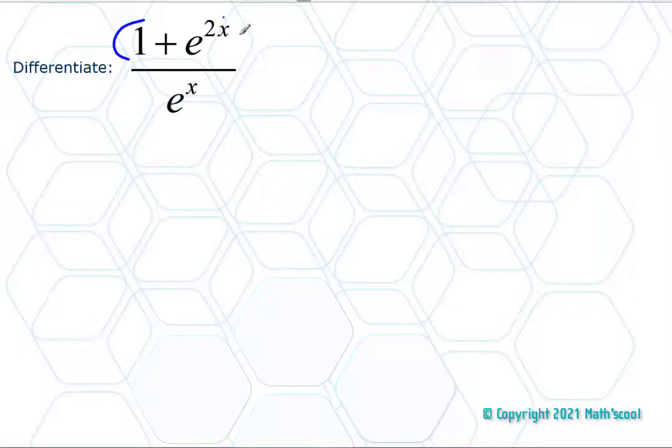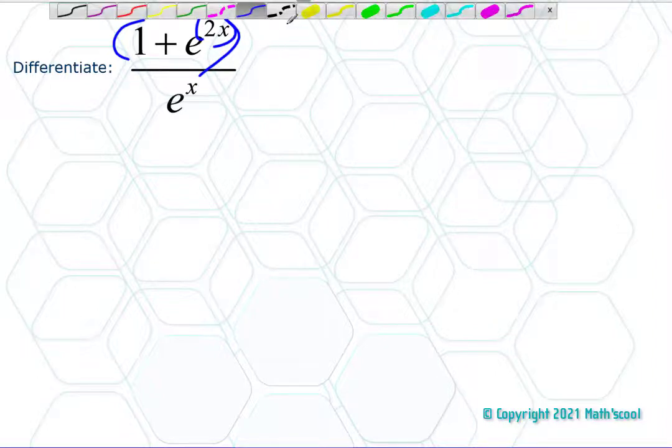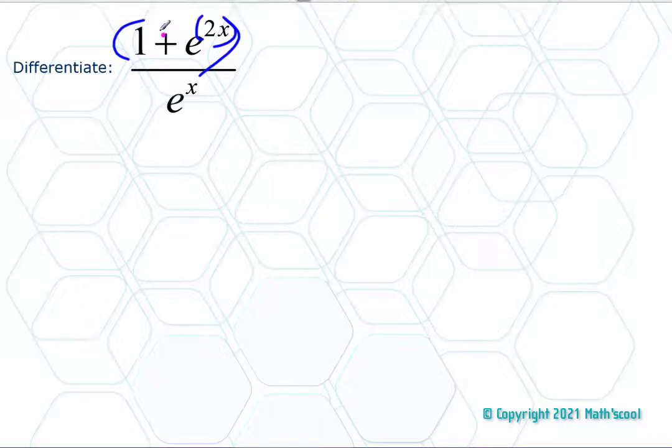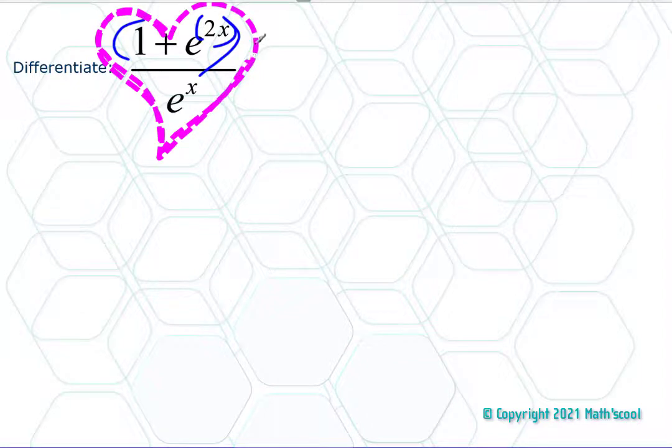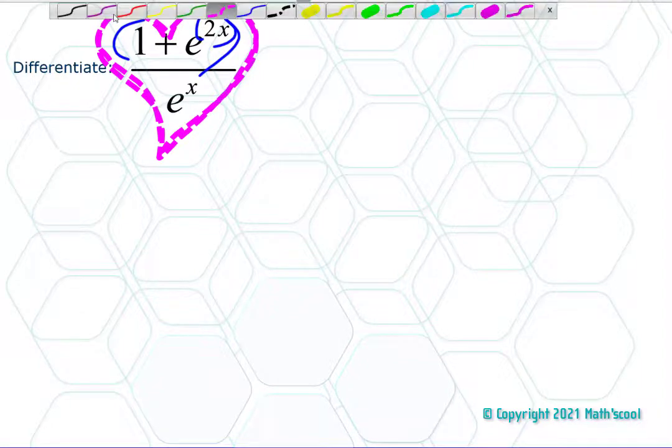Differentiate this. You've got 2 sets of brackets there, and your x's are inside a set of brackets. No, this x is outside a set of brackets, so we can't use the chain rule here. But this is still easy to do. We can just rewrite it by splitting the numerator.